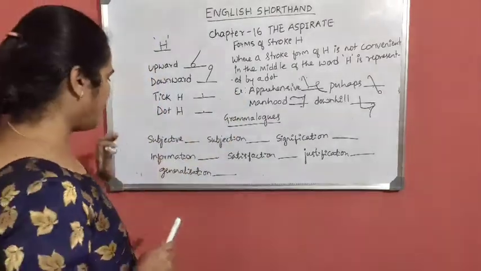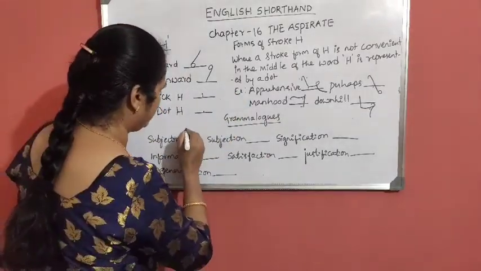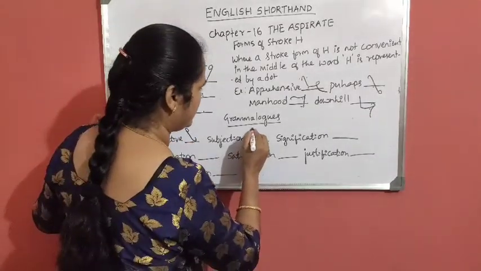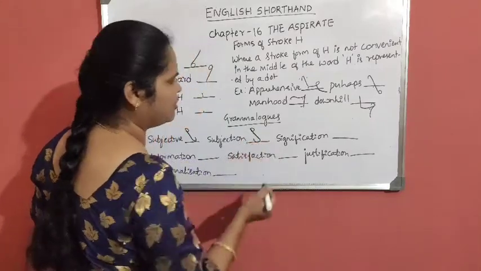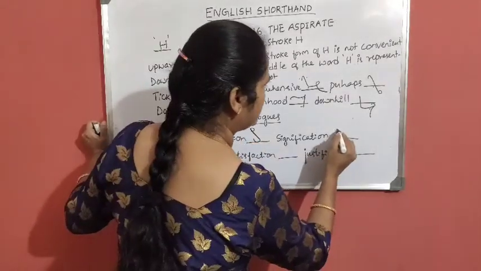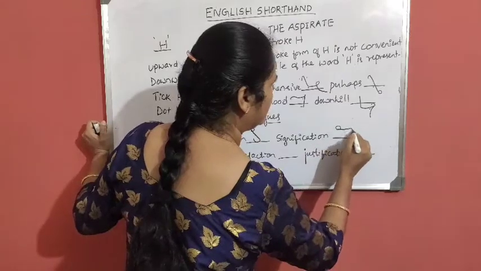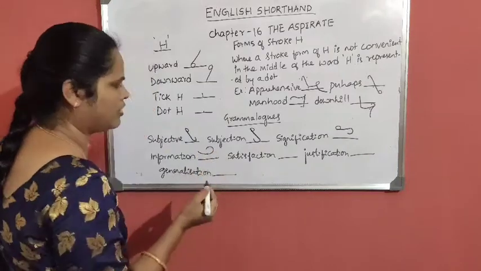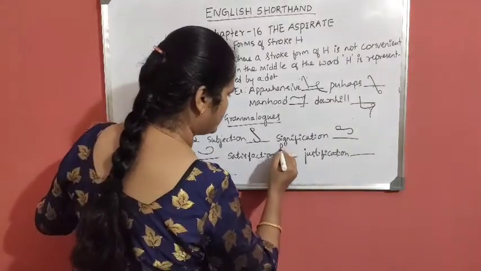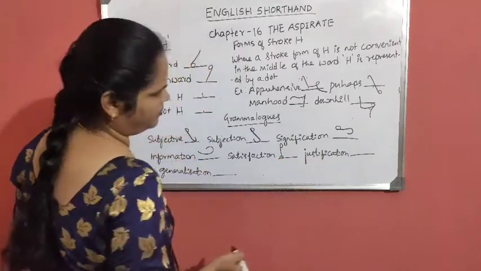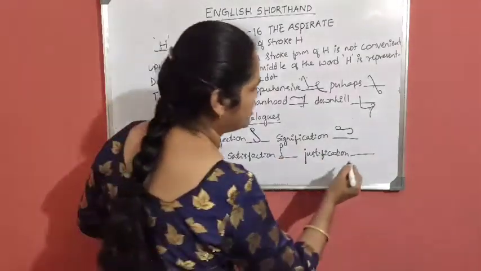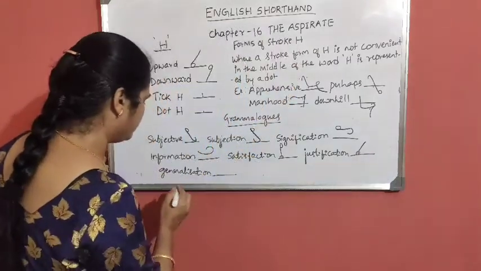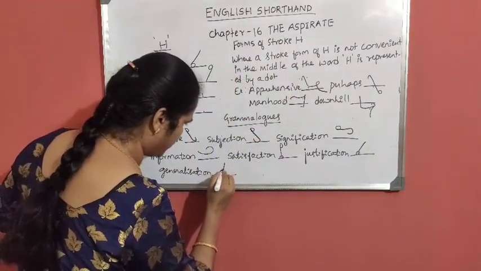Now we will see the grammar laws. Subjective, circle is B, V hook. Subjection, circle is B, shun hook. Then signification, circle is G, shun hook. Then information, N with shun hook. Satisfaction, circle is T, S, S and N hook. Justification, J, S and N hook. Then generalization, J.